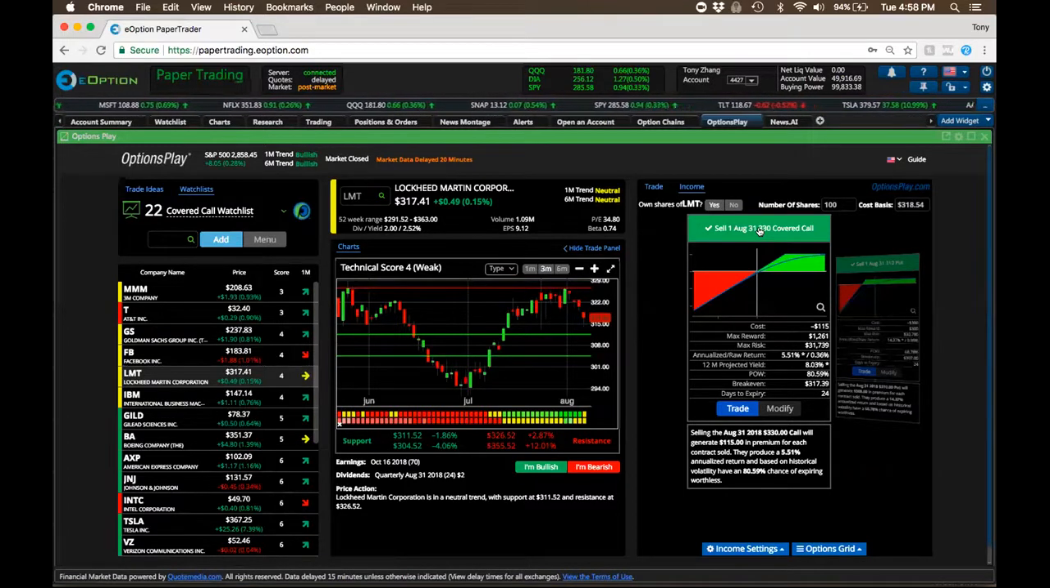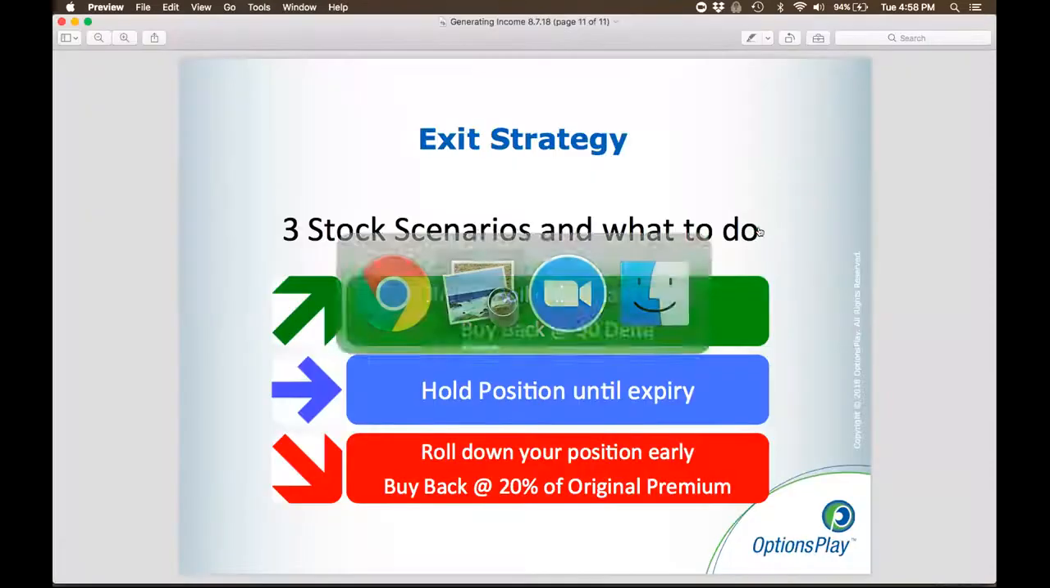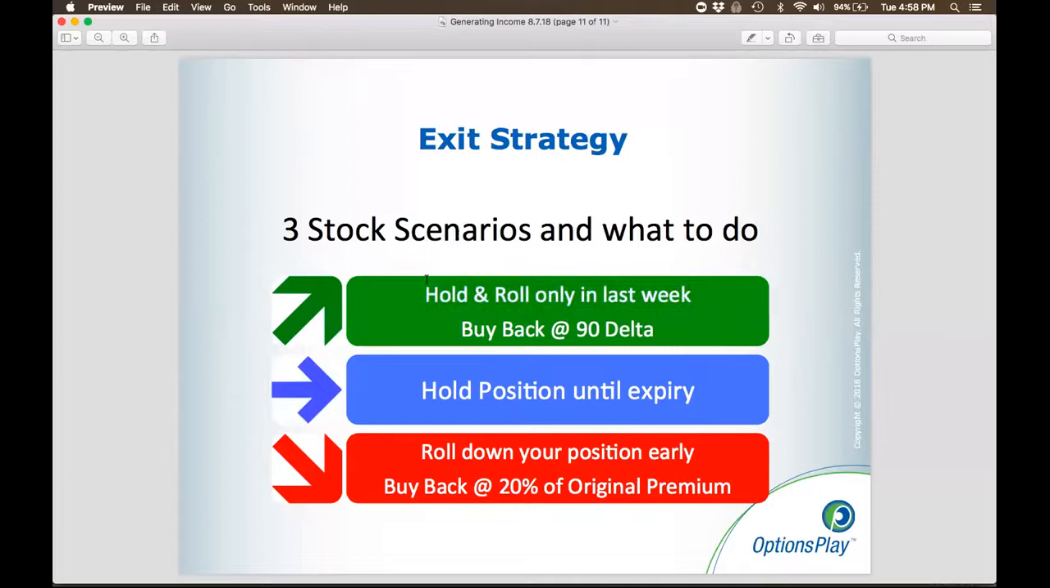And then you come back to OptionsPlay again and sell another call. At that point, you might be selling September 350 calls or 360 calls, whatever it is that OptionsPlay tells you to do, you simply sell again. That's what rolling a cover call means. It's buying back the call that you've sold before and selling another one. Now, you only want to do this in the last week. You don't want to do this prior to that. So make sure that you hold on to that trade and roll it only in the last week.